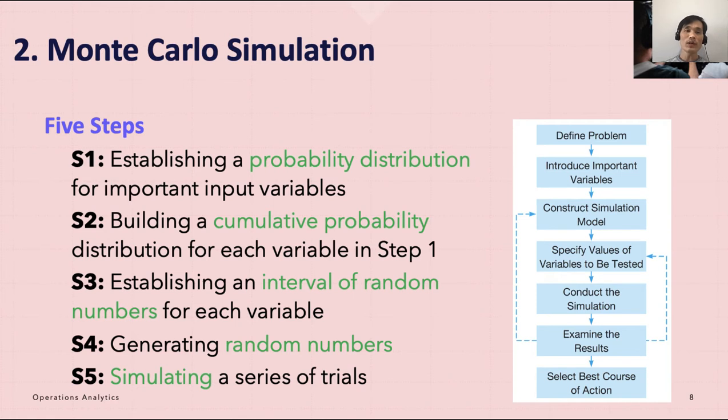Now let's talk about Monte Carlo simulation. Monte Carlo simulations are used to model the probability of different outcomes in a process that cannot easily be predicted due to the intervention of random variables. It is a technique used to understand the impact of risk and uncertainty in prediction and forecasting models.